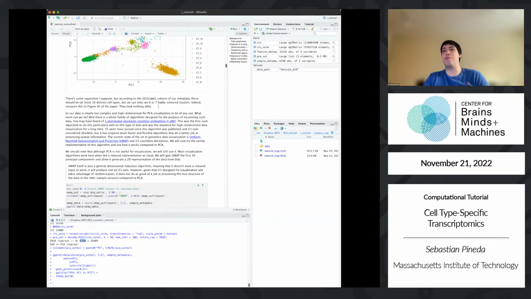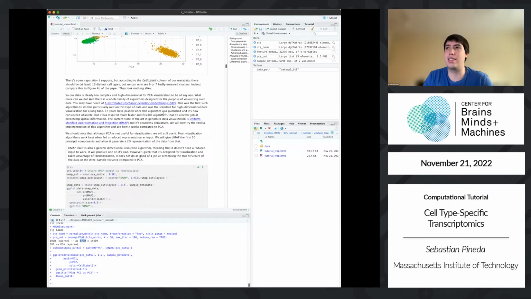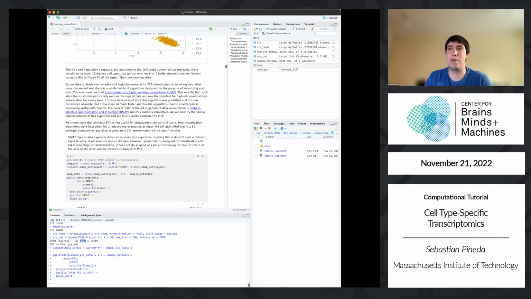So about 15 years ago, people developed tools that were very good at dealing with this type of data. The first big one was called t-SNE, which people use in single cell quite extensively up until recently. And what this does is it takes very, very high dimensional data and it embeds it into 2D or 3D space for visualization. And there are dimensionality reduction methods like PCA, but these are specifically optimized for visualization of high dimensional data.